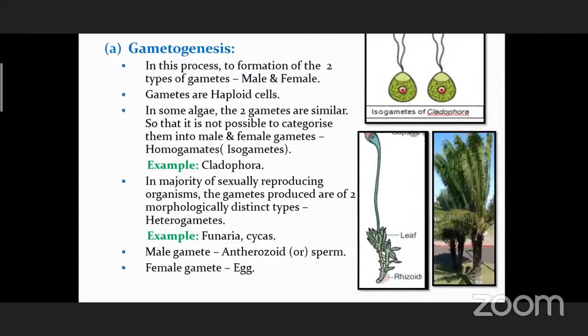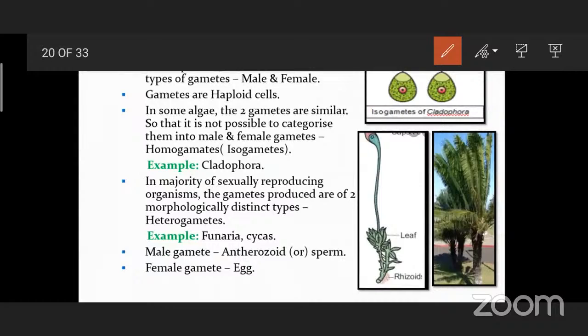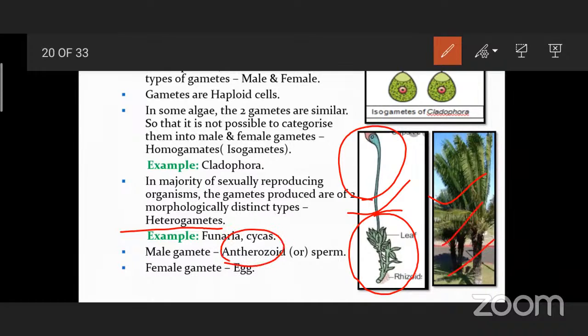Next, in the majority of sexually reproducing organisms, gametes are produced of two morphologically distinct types. These are heterogametes. Hetero means different. Different gametes are there in sexual reproduction. Example, Funaria and Cycas. See here, this is Funaria, this is the gametophytic phase, and this is the sporophytic. This is Cycas, example, male and female. The male gamete is called antherozoid or sperm. The female gamete is the egg.